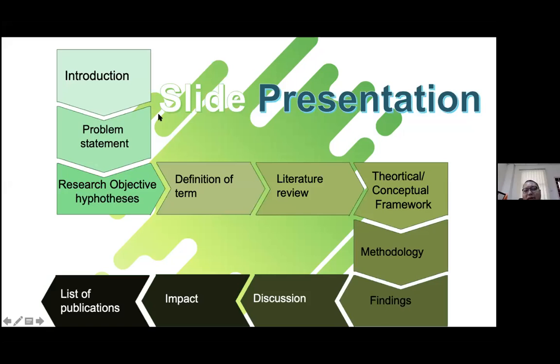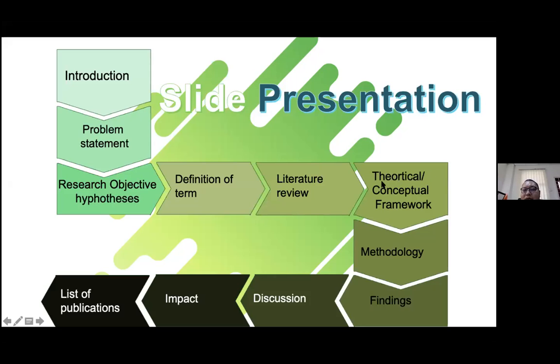You need to understand that different supervisors have different views on preparing the slide presentation, but mostly it's more or less the same. These are the important things that you need to have. The introduction, which is normally one slide. The problem statement, the research objectives, the hypothesis, the definition of terms, and the literature review. The literature review is literature that supports your findings, so maybe one or two slides only, in point form. I will explain later how to present this.